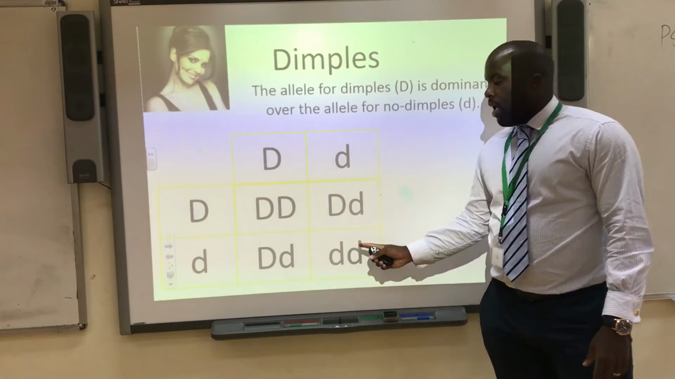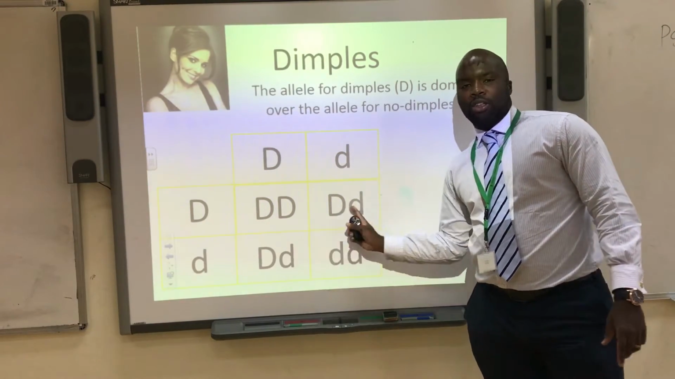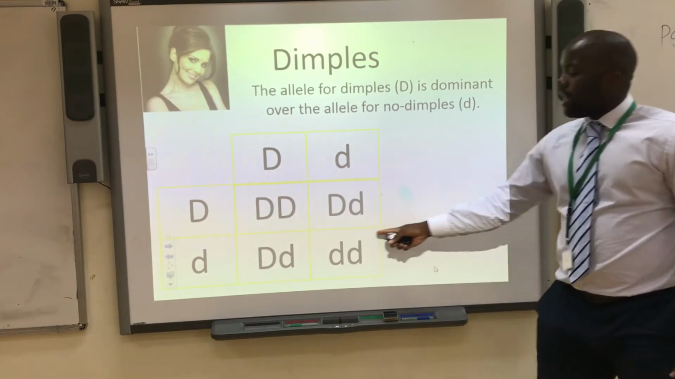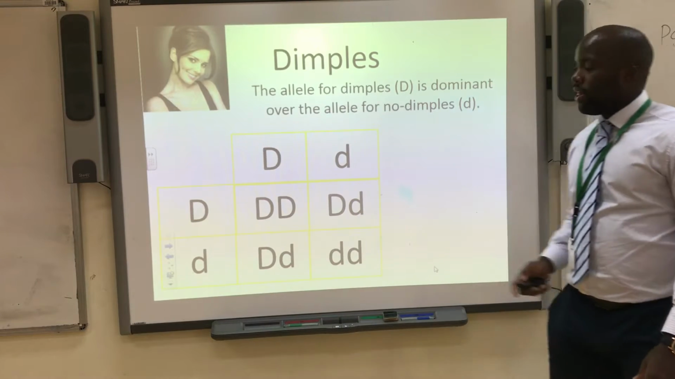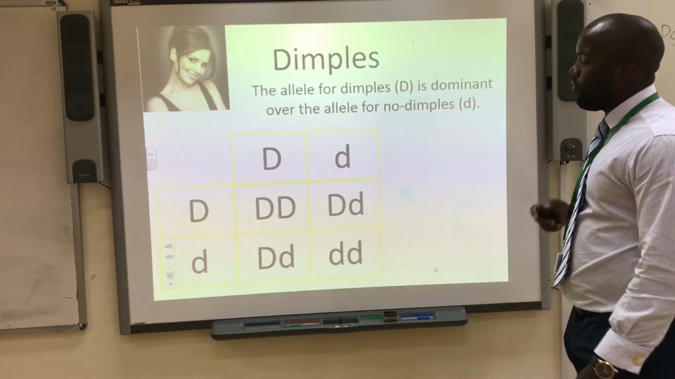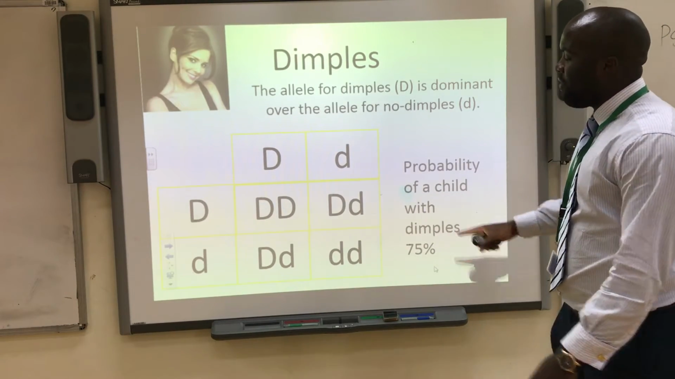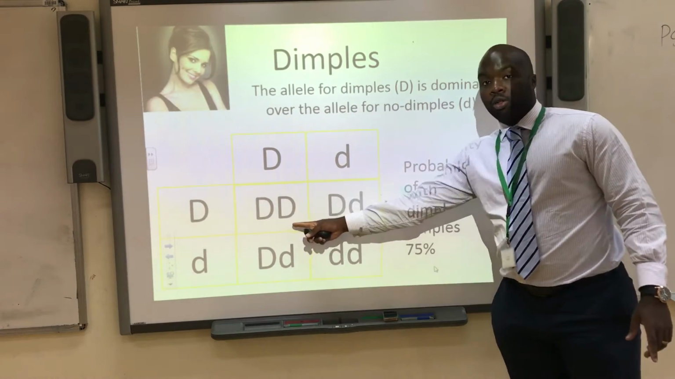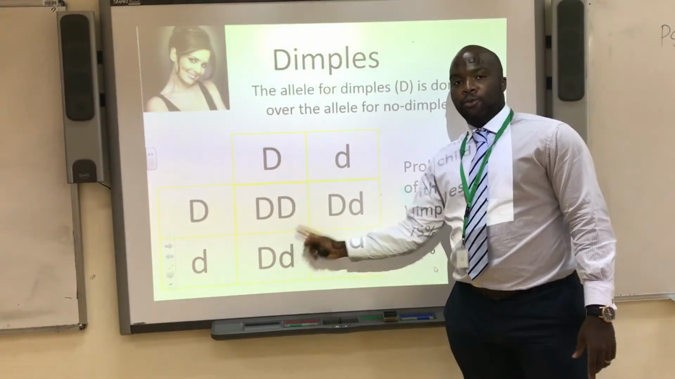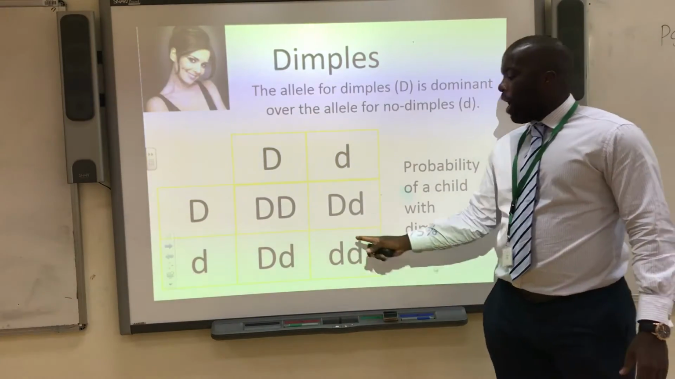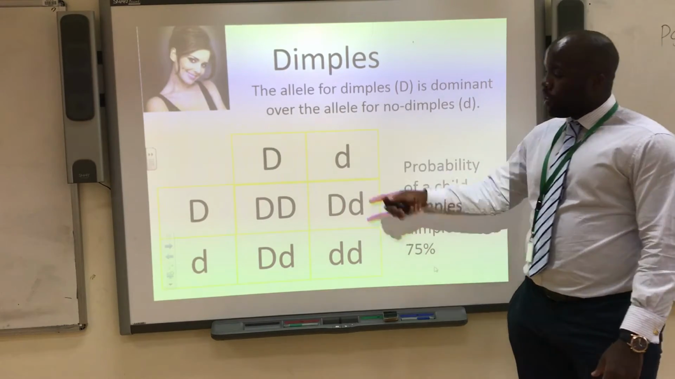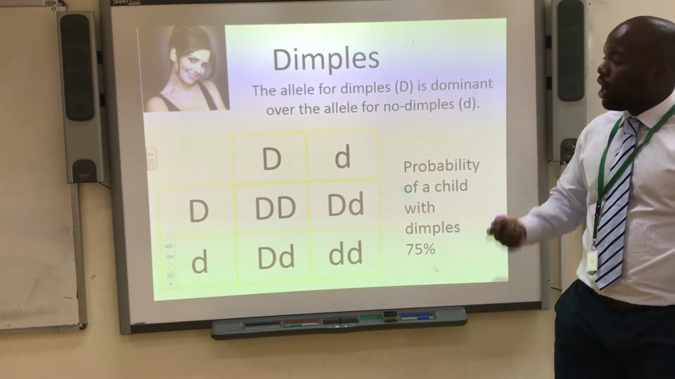Homozygous recessive, heterozygous, both of these are heterozygous, short mistake there. Both of these are heterozygous, and this is homozygous recessive. So, let's now look at the probability of this couple having a child with dimples. The probability is 75%, because we have homozygous dominant here, two heterozygous genotypes here, I know before I said homozygous, and a homozygous recessive over here. So there is a 75% chance of this couple having a child with dimples.